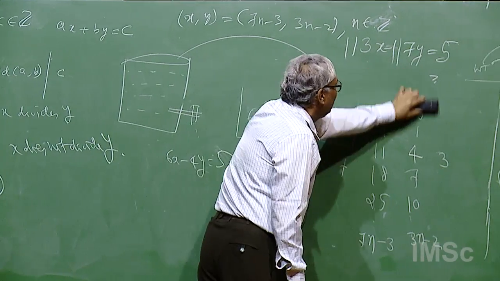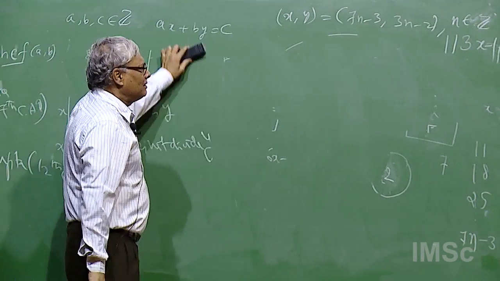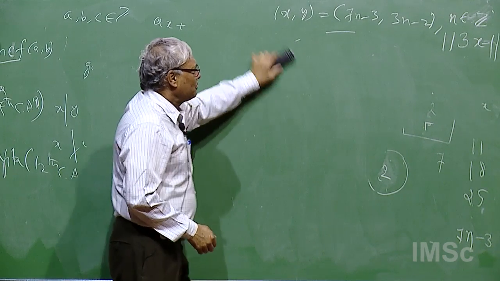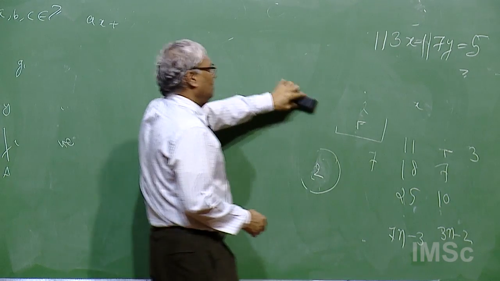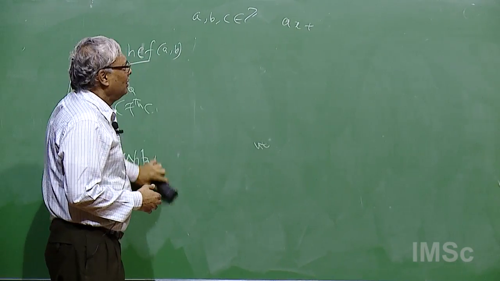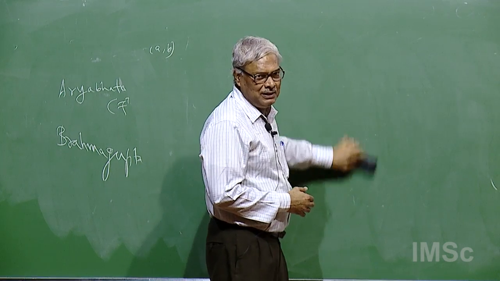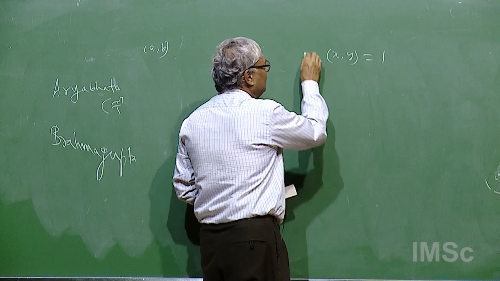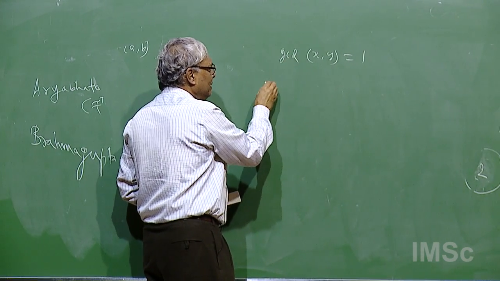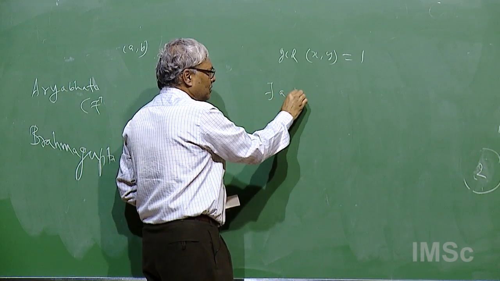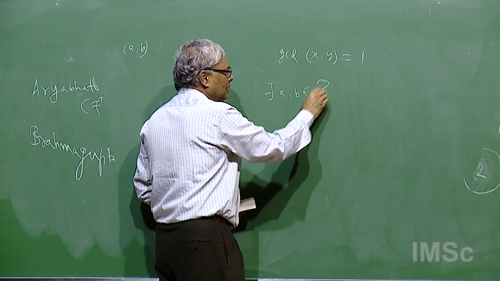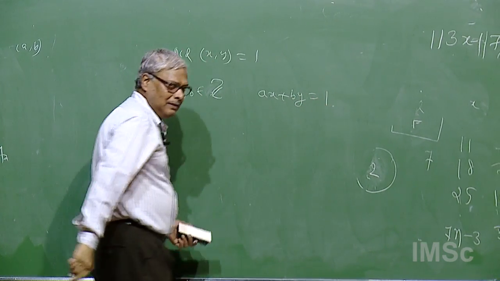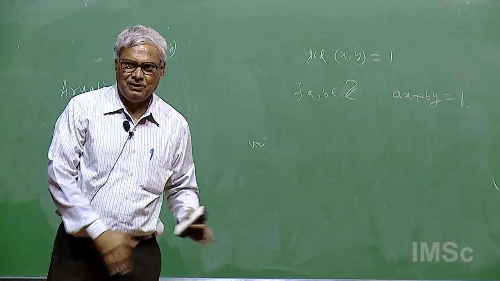So how does one get at least one solution to such an equation, and therefore generate infinitely many solutions? Of course, we use a very useful theorem in number theory, which says that if x and y are co-prime, if GCD of x and y is 1, then there always exist integers a and b such that ax plus by is equal to 1. This is a very well-known theorem in number theory, and it's very useful.